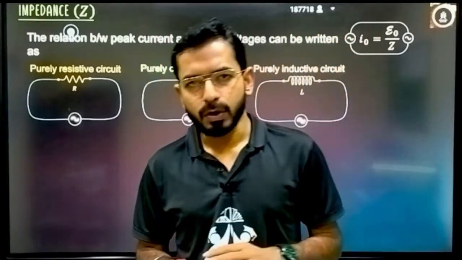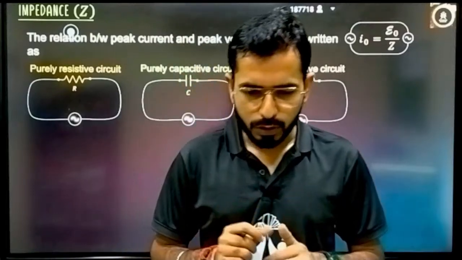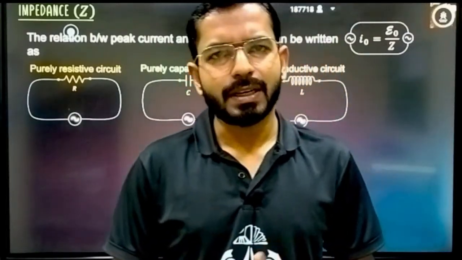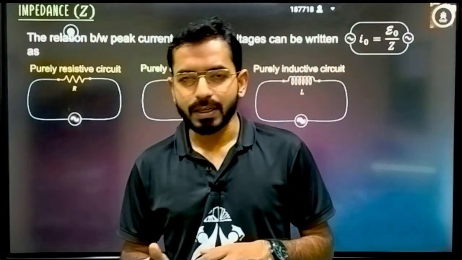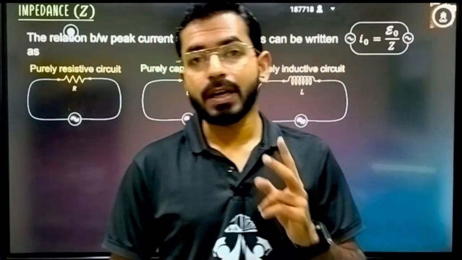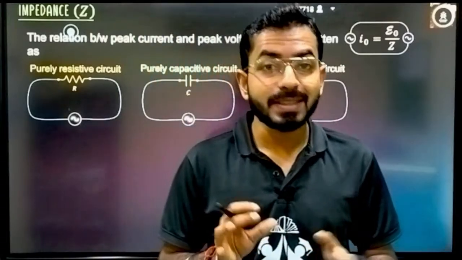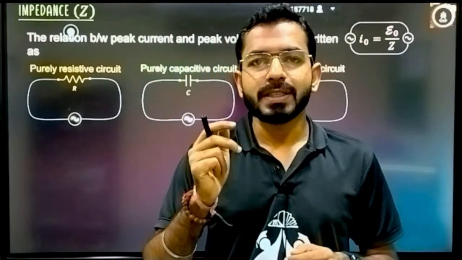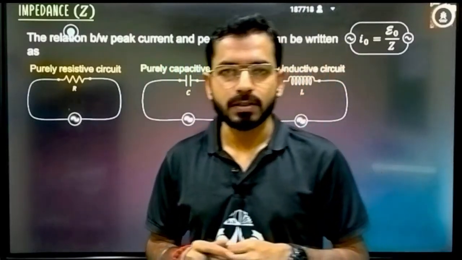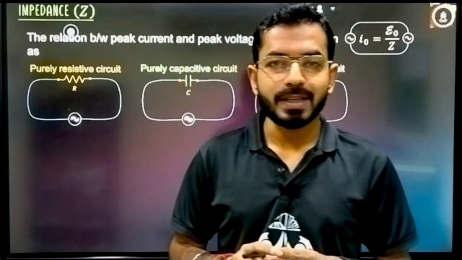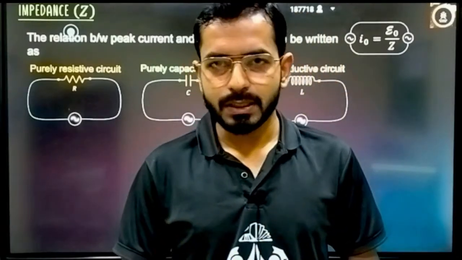When we were discussing all those things, in a purely resistive circuit it was simply E naught by R. But in the capacitive circuit and inductive circuit, there are two different kinds of resistance that we have seen. What were those two? One was inductive reactance and one was capacitive reactance. Both have the unit ohm. That means both have the property to resist.